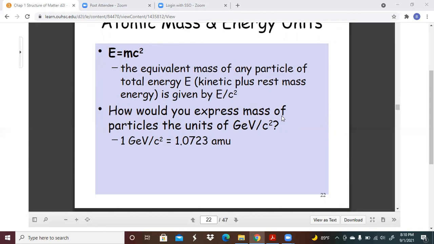So how would you express mass of particles in units of GeV, giga electron volts, divided by c squared? Well, 1 giga electron volt divided by c squared is 1.0723 AMU.